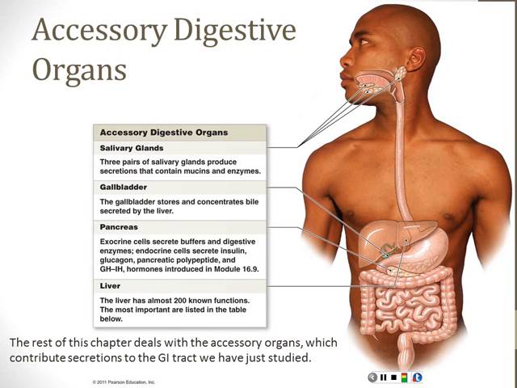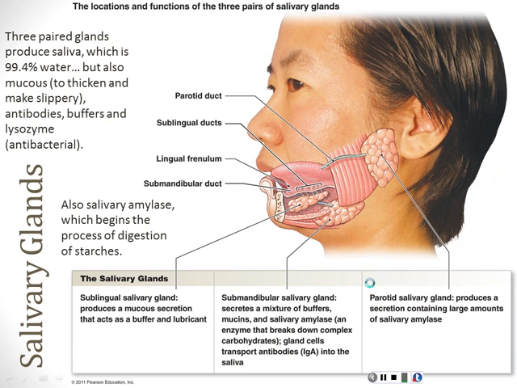The rest of the digestive system is what we call the accessory organs. So, these are organs that are going to put stuff into the GI tract. So we have the salivary glands up in the head, the gallbladder and liver here in the right upper quadrant, and then the pancreas, which sort of sits just nestled underneath the stomach.